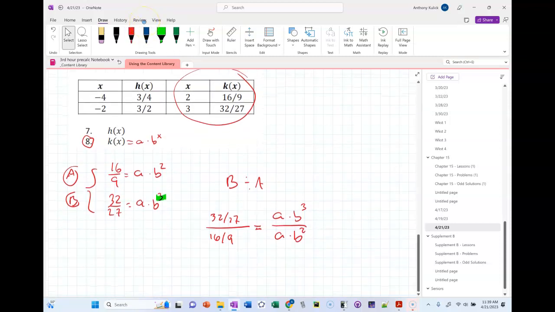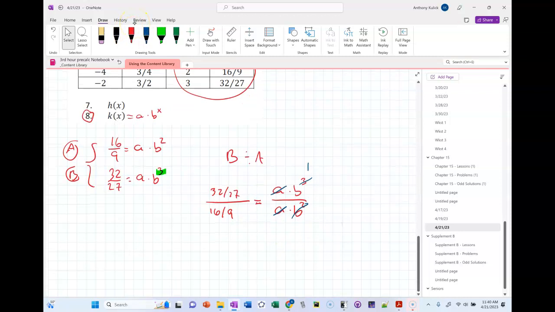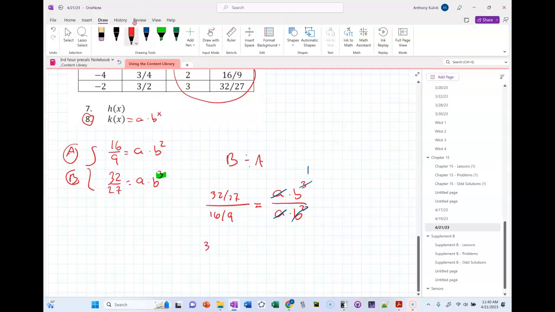On the right-hand side, I can reduce the a's and reduce the b's. And to do that numeric piece, I know that dividing fractions is the same thing as multiplying by the reciprocal. So 16 goes into 32 2 times, 9 goes into 27 3 times. So I'm left with b equal to 2/3.